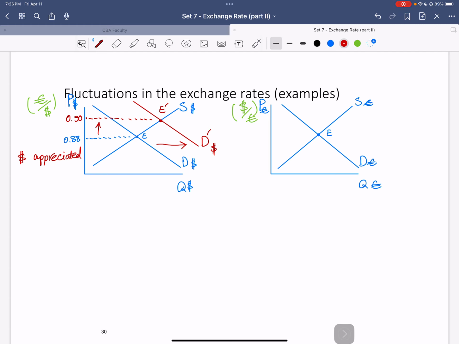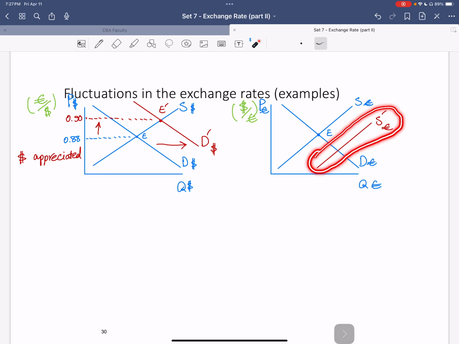And we learned earlier that an increase in the demand for a currency means an increase in the supply of the other currency, right? So we have supply of euro. The European people are demanding dollars, so that increases the dollar demand. And at the same time, because they are buying dollars, they are providing more euro into the market. So it will shift the euro supply to the right.